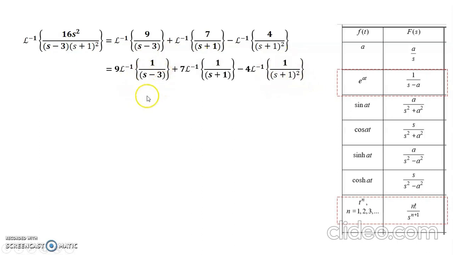And then, daripada sini, you tengok dekat sini, you ada s tolak 3, s tambah 1, s tambah 1. So, meaning that you boleh apply the first shift theorem. Okay, so bila you apply first shift theorem, untuk kes yang ini, you punya A adalah 3. So that's why you dapat, you can assume you punya S dah shifted by 3. So nanti you punya FT adalah dalam bentuk eksponen 3T. Okay, so that's why here you ada 9 eksponen 3T.